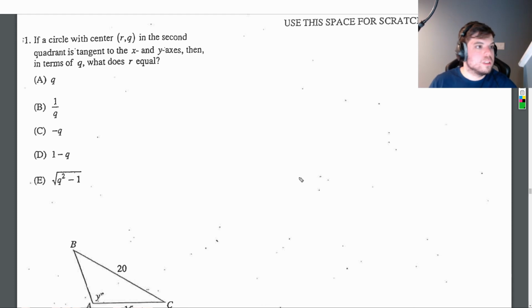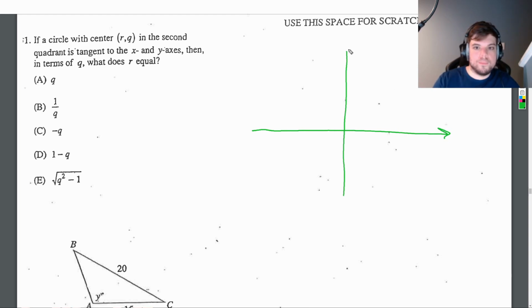If a circle with center (R, Q) in the second quadrant is tangent to the x and y axes, then in terms of Q, what does R equal? Let's draw it. This is screaming for a drawing. So let's draw our x and y axes. Remember, if you're doing this on the test, you don't have to be as particular with your drawing, but I'm trying to be clear. It has center (R, Q), and it's tangent to the x and y axes.